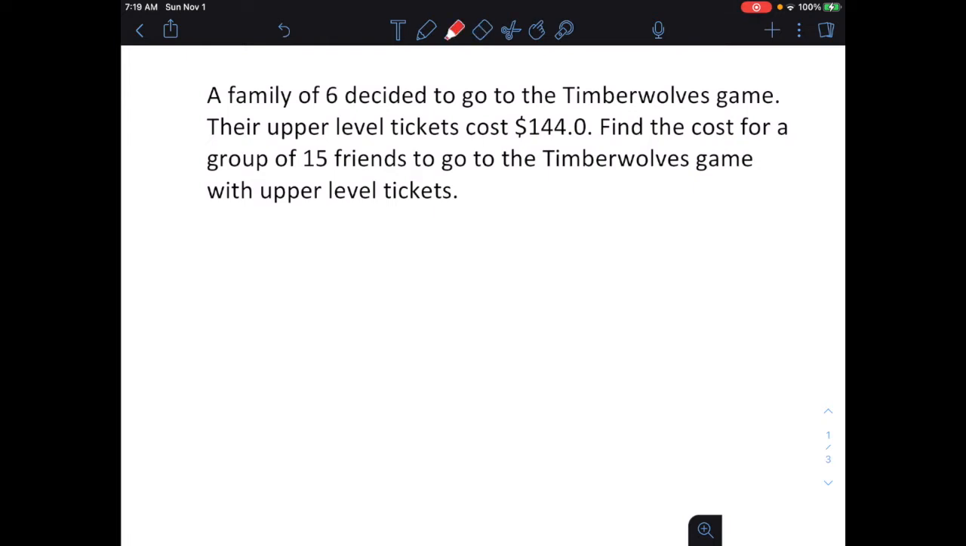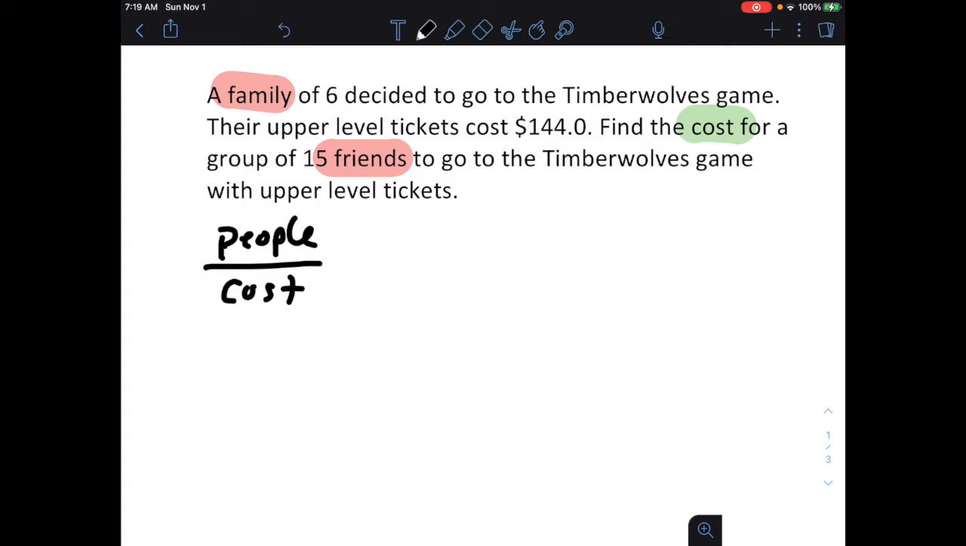So the one thing that's being compared is the number of people that are going to a game, right? So we have family and friends that are considered people. And the question about what we want to find is how much does it cost? Okay, so the two things that we're comparing are the number of people and the cost. So we can go ahead and create a fraction that has the number of people and the cost. So I'm going to put people on the top and cost on the bottom.